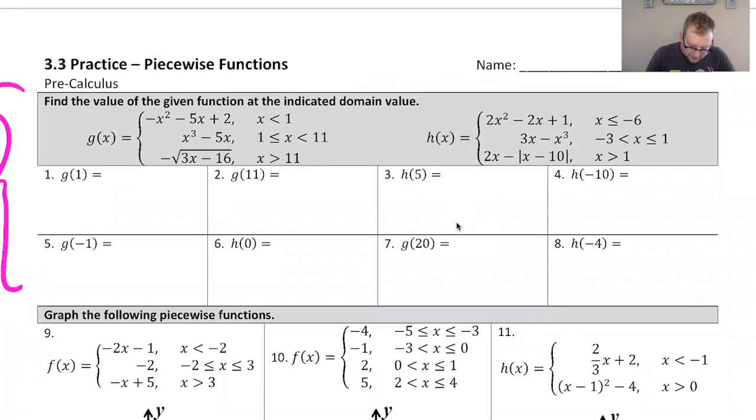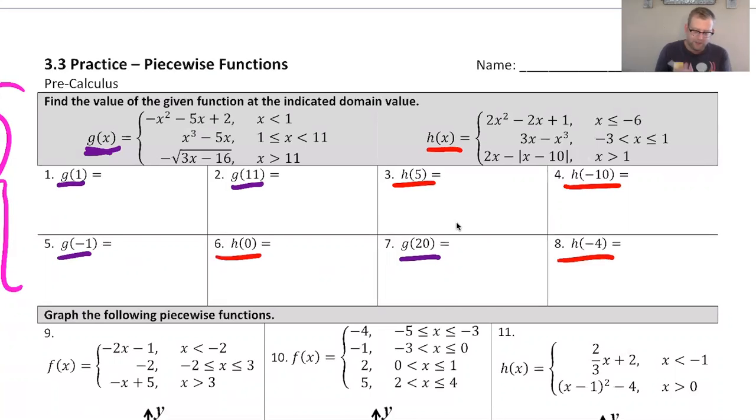We're gonna study these two different piecewise functions, g and h. They both have 3 different pieces to them, and they have domain restrictions. So g of 1. I'm actually going to color code these, and let's do a different color. So g will be in purple. So let's see which of these use g. And then we'll do a red for h. All right.